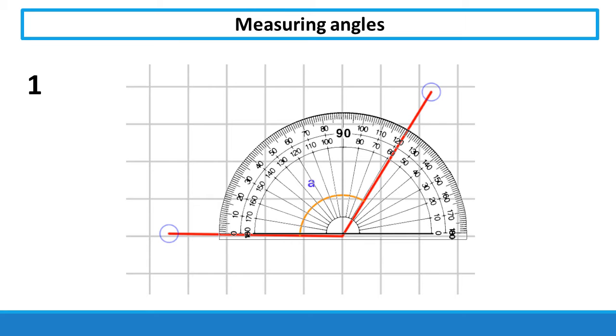Because we're lined up here, we need to make sure we read from the 0 all the way round to measure this angle. And the angle is 120 degrees. Make sure you start reading from 0 and measure all the way round. If you made a mistake and thought it was 60, you should realise that something is wrong, because this angle is definitely bigger than a right angle. There's the right angle, so the answer must be bigger than 90, and we have an obtuse angle, 120.